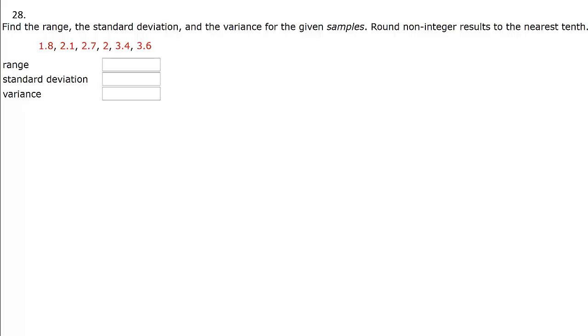Find the range, the standard deviation, and the variance for the given samples. Round non-integer results to the nearest tenth. Again, this is a sample, so keep that in mind. It matters. The data is 1.8, 2.1, 2.7, 2, 3.4, 3.6. Anyway, the range is always the largest minus the smallest. The largest value was 3.6, the smallest was 1.8, so the range is 1.8.